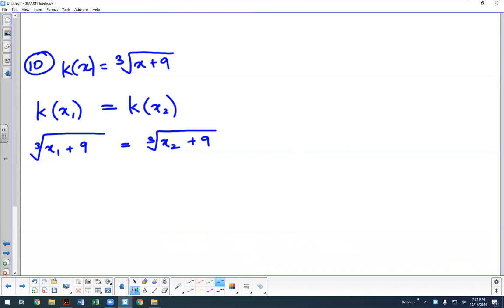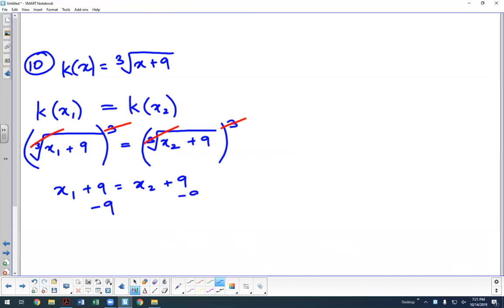If we have cube roots, yeah, you cube both sides. Just like if you had a square root, you would square both sides. So in that same way, go ahead and cube both sides of your equation. The cube will cancel out the cube root. And this one actually cleans up pretty nicely because now you end up with x1 plus 9 equals x2 plus 9, right? And then subtract 9, you get x1 equals x2. There you go. So it starts out looking pretty scary, but it's not that bad.